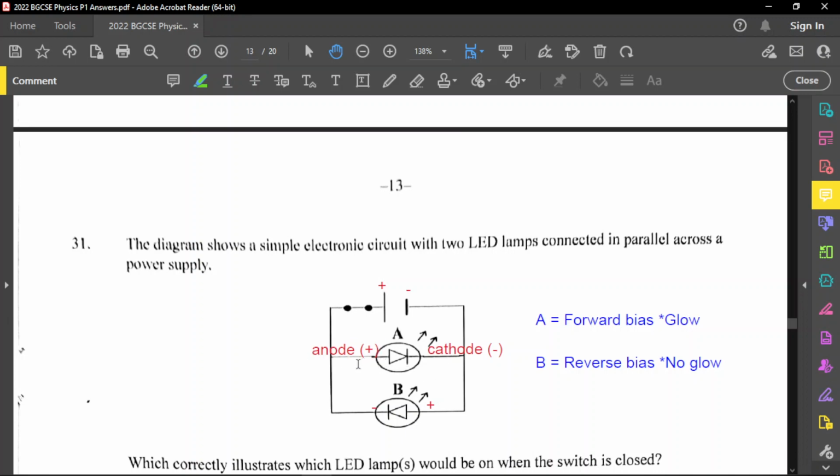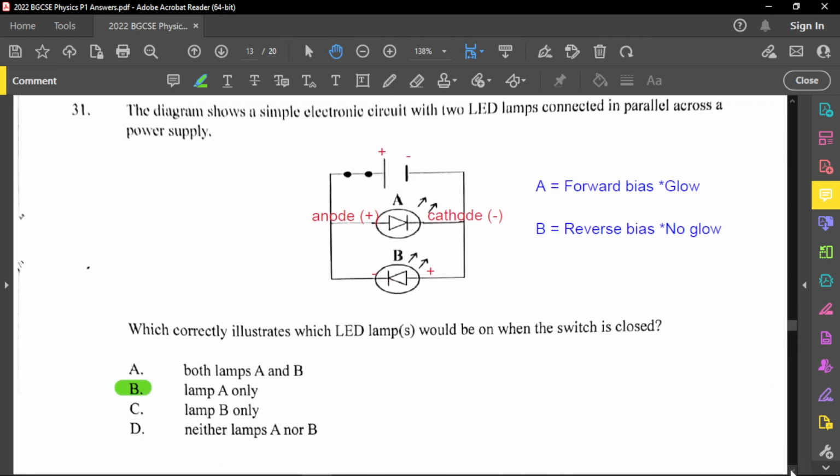When you say cathode and anode, it tells you how to connect it. You connect the anode to the positive terminal of the power supply, and the cathode, which is the negative side, to the negative terminal. What they create in diode A is what they call a forward bias, so it will glow. Option B will not glow because it is a reverse bias, which means positive is connected to negative and negative to positive. So the terminals are actually wrong.